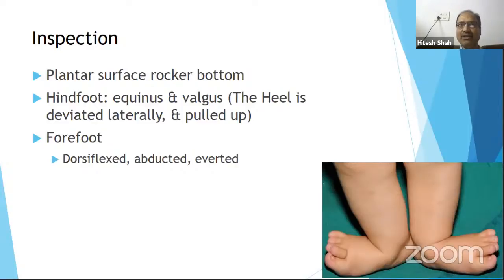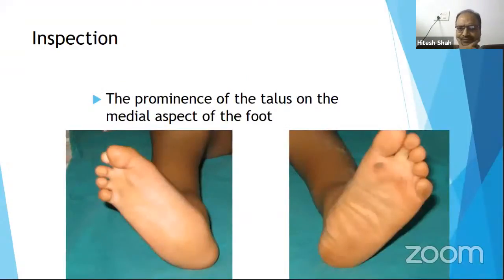Talus is the only structure in the body that doesn't have any muscular attachment. It is suspended with the calcaneum. So the back side of the heel is pulled up, and the front part, the forefoot, is also pulled up. These are the inspection findings.